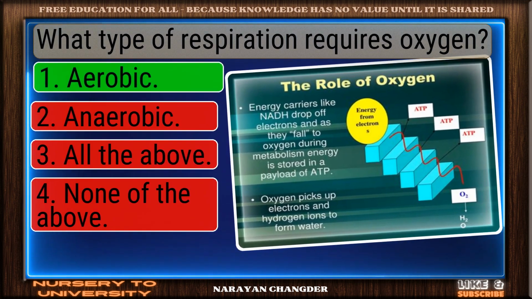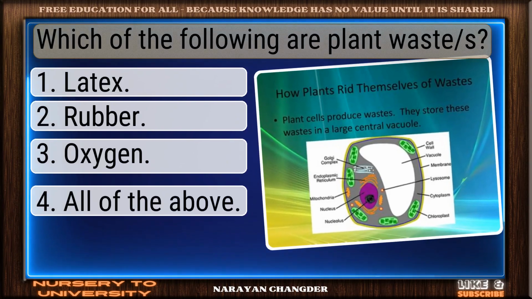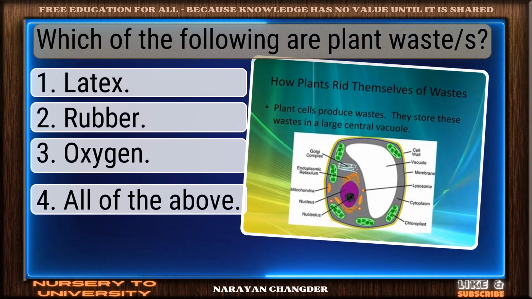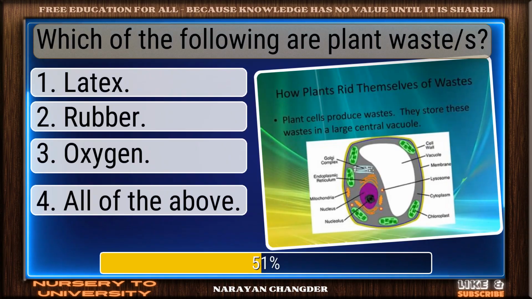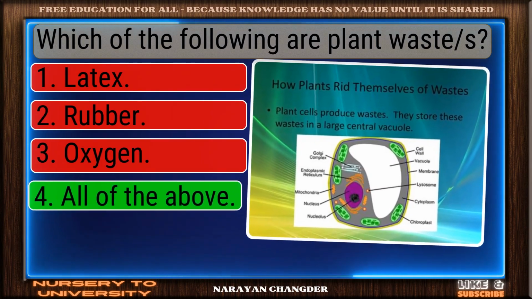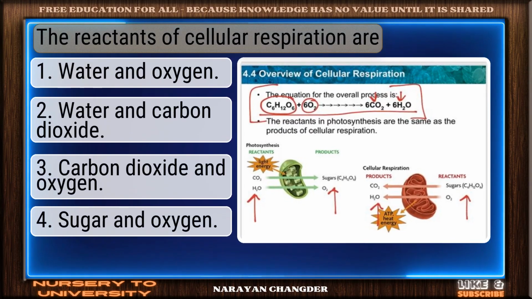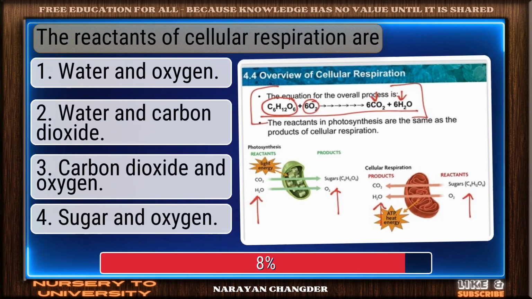Nice selection. Aerobic is the correct and valid answer. Question number 105. Which of the following are plant wastes? Right choice. All of the above is the best answer. Question number 106. The reactants of cellular respiration are?